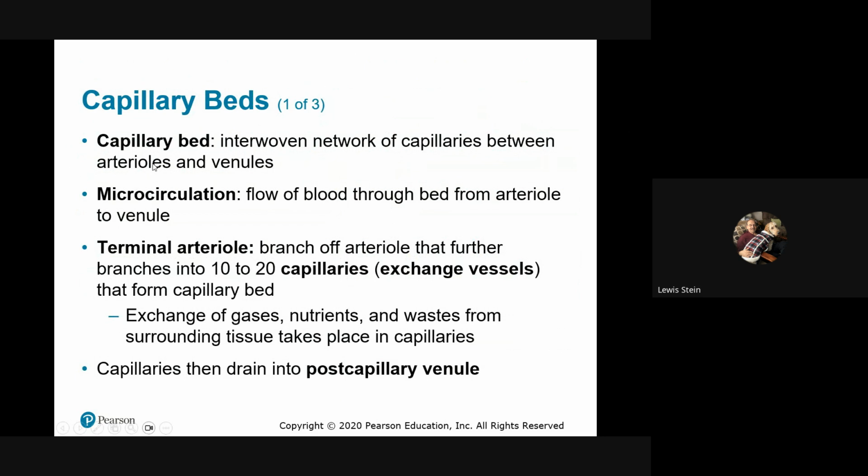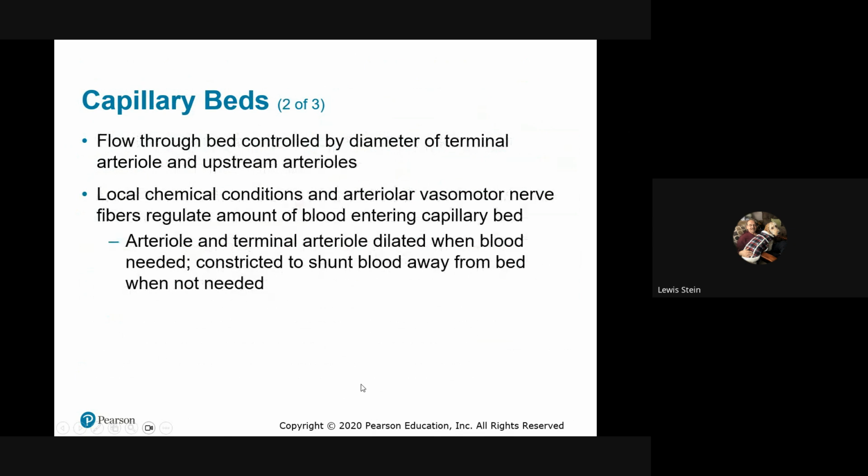Capillary beds, microcirculation, another name for it. Most of them have what's called a terminal arteriole. And then that leads into a variety of capillaries where the exchange, all that good stuff, in and out, and then they're collected. Better to see the illustration. This is controlled by the terminal arteriole, and a lot of things control it. Dilated when blood is needed, constricted when it's not needed. So there's a lot of things.